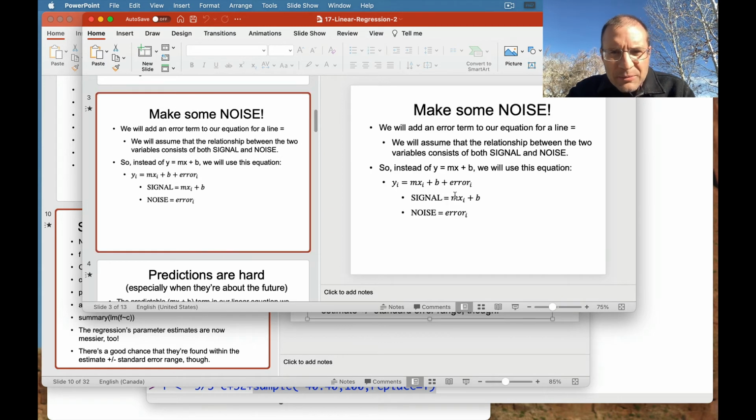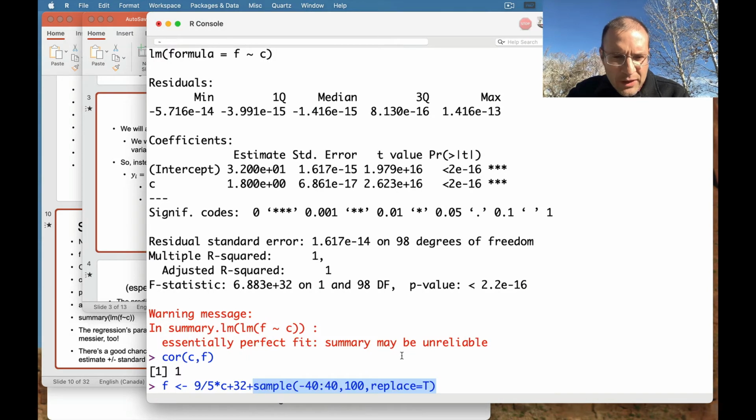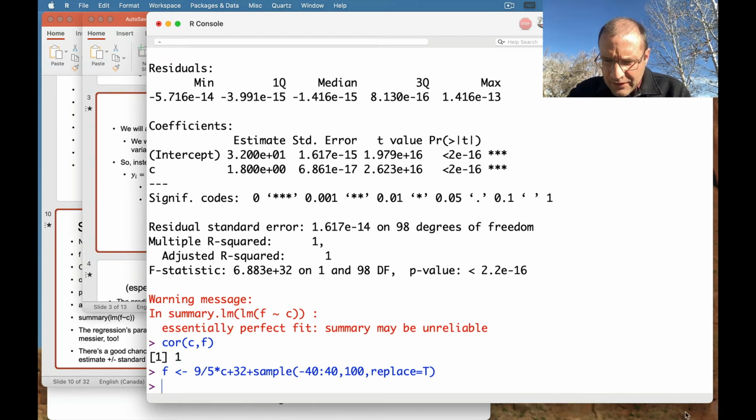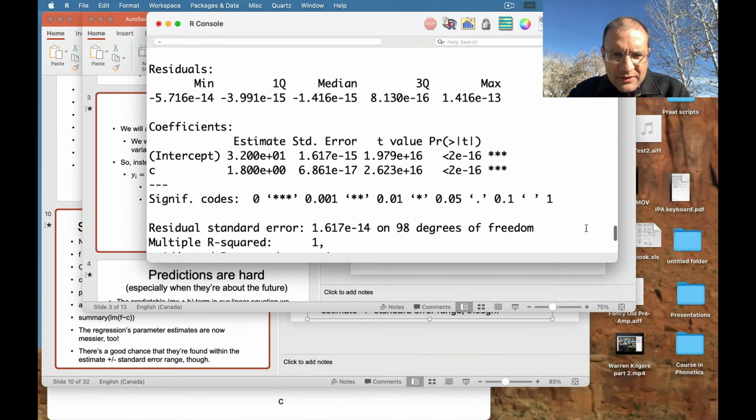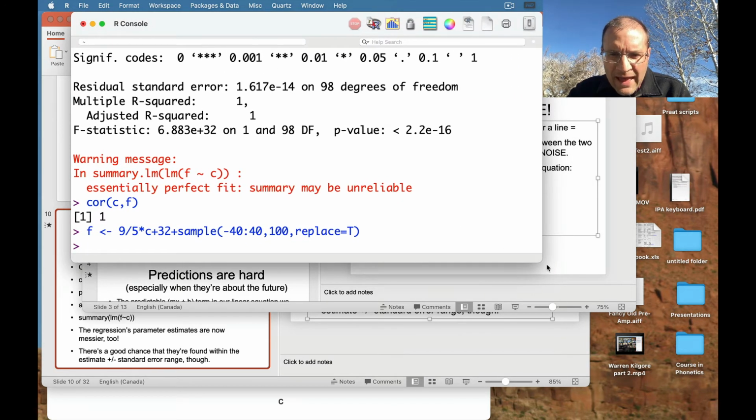So, right. What I'm doing here is this equation. I'm giving you the mx plus b, and then I'm also adding this error term, which we called noise. The way I'm adding that noise is that I'm randomly sampling a number between negative 40 and 40. I'm going to have to do it 100 times because there's 100 values of C. And if I do that, it's going to look like that.